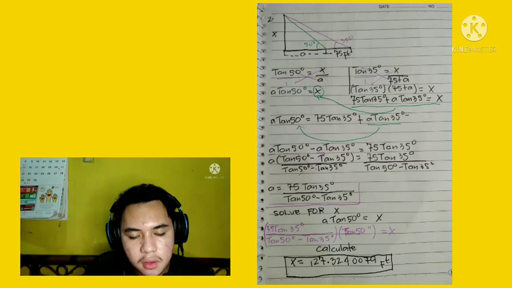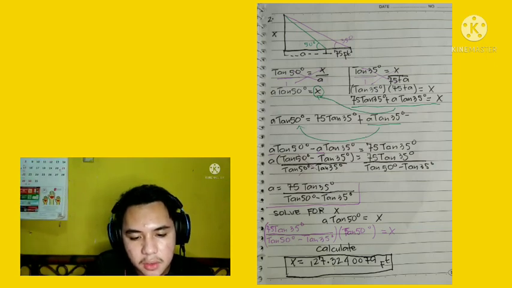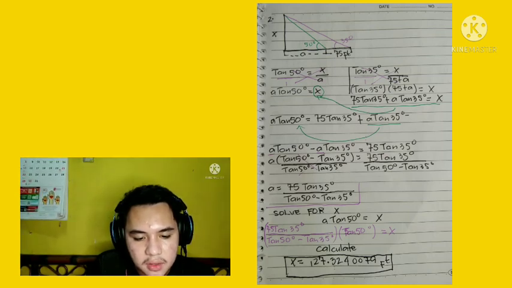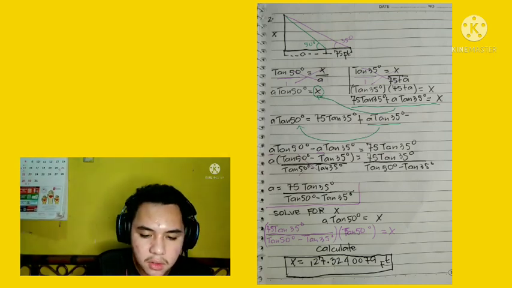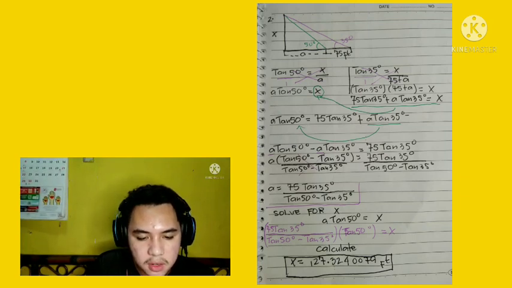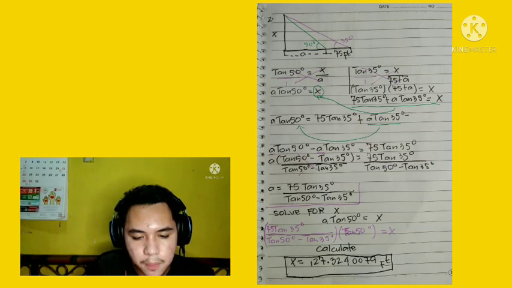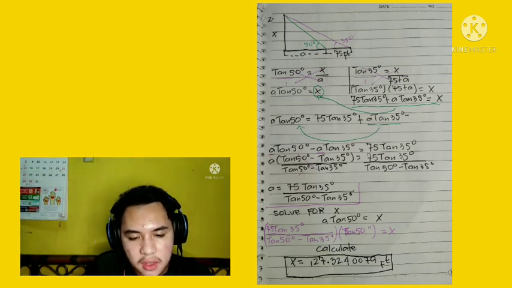So to solve, we will solve for the angle 50 degrees. So we're gonna use again the tangent theta is equal to opposite over adjacent. So as we can see here, we have a tangent 50 degrees equals opposite, which is x, and our adjacent is our a, and we will get a tangent 50 degrees equals x. So next, we solve for our 35 degrees.